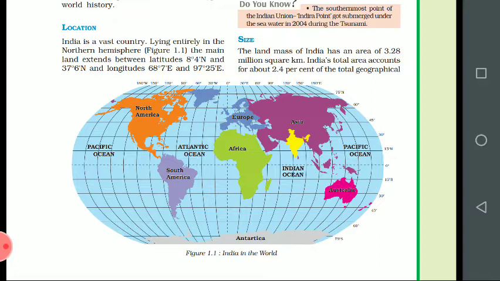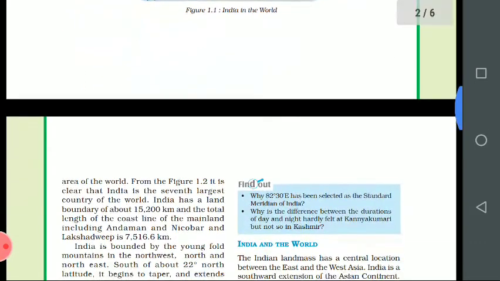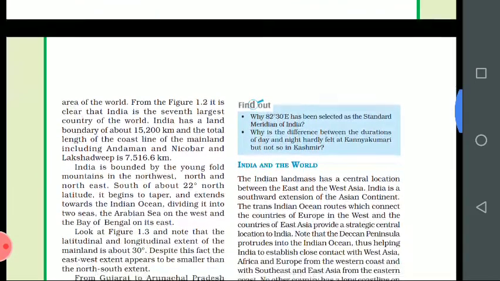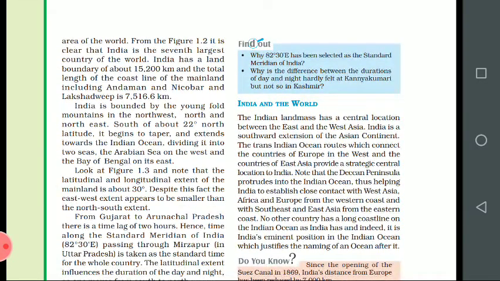Its land boundary is 15,200 km and the coastline is 7,516.6 km. It includes Andaman and Nicobar Islands and Lakshadweep also. It is bounded by the Young Fold Mountains, that means the Himalayas, in the north and northeast.